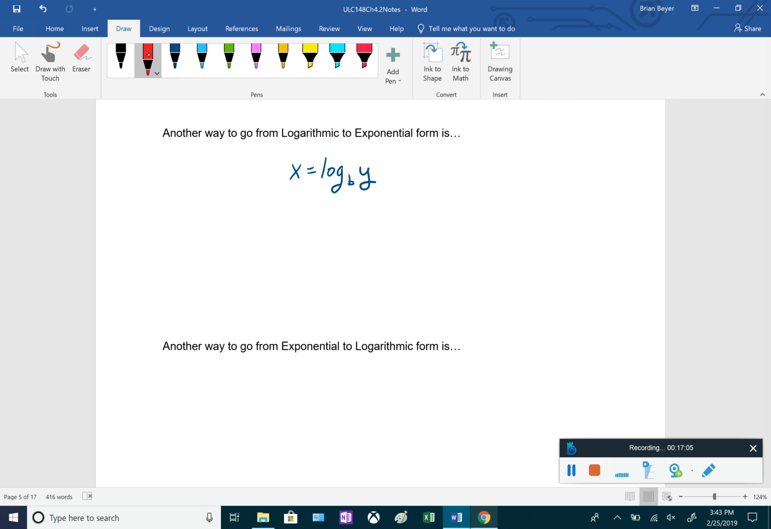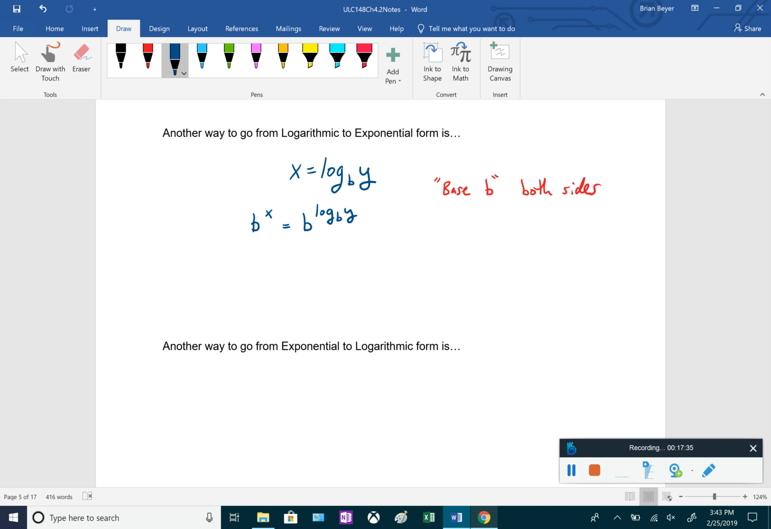What we can do here though is we can base b both sides. And then let's see what happens when we do this. So what this means is essentially we're taking both sides of the equation here to be exponents on base b. So it's going to be b to the x equals b to the log base b of y. So our original expressions on both sides of the equation are now exponents to base b.